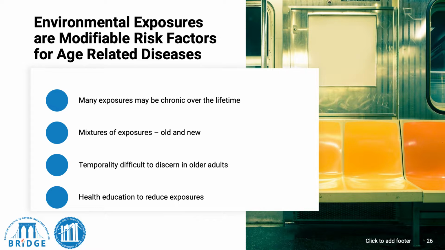So while we know that exposures can be chronic over the lifetime, they may start in utero, they may start in early childhood, they may start later in life. We also are thinking about mixtures of those exposures. Are they old mixtures, new mixtures? There's new chemicals that are put out onto market every day, at least in the United States. So there are older exposures that have to be considered from when an older adult was young versus new exposures that may be coming about today as new chemicals are developed.